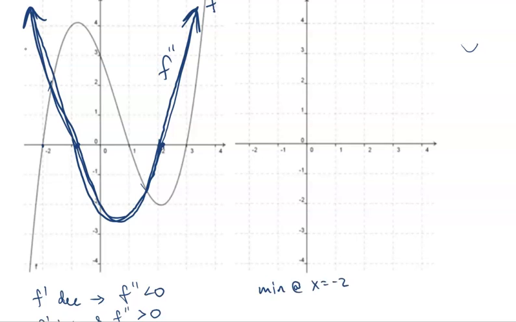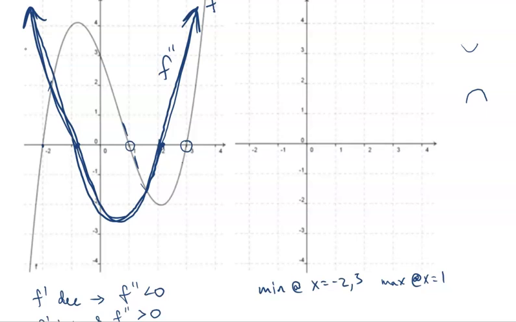And then at x equals 1, f prime changes from positive to negative. So my slope changes from positive to 0 to negative, which means I have a max at x equals 1. And then I have another minimum because f prime changes from negative to positive. So f has another minimum at 3. Okay, so that's useful information right there.